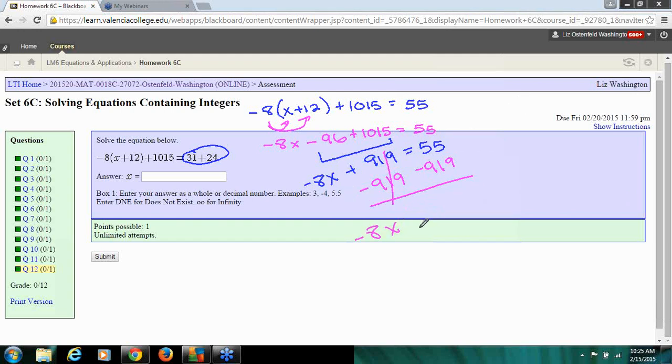Alright. So I got negative 8x equals, and these two numbers again have opposite signs. So I am going to subtract them to get an 864, and I'm going to take the sign of the highest number, which this time is negative. And last but not least, to get my x alone, what do you guys think I'm going to do? What step do I have to do to get my x all by itself?